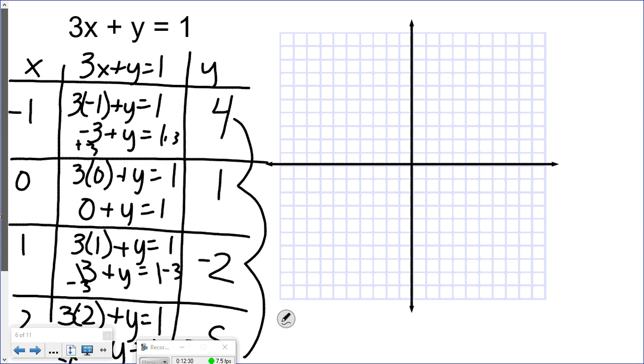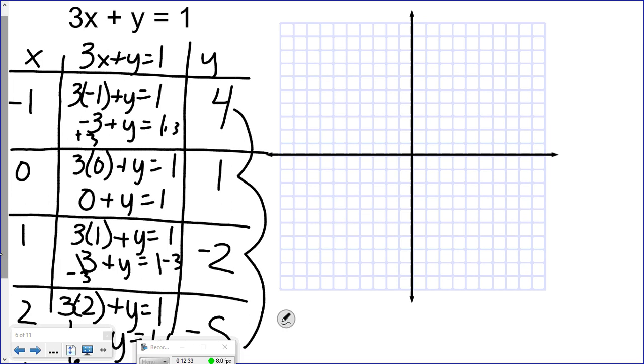So if we graph it, this is going to be (-1, 4), then I'm going to have (0, 1), (1, -2), and (2, -5). So let's do that. Negative 1, negative 2, negative 3, negative 4, and 2, 3, 4, 5. We'll just go everything to 5. So (-1, 4) would be here. (0, 1) would be here. (1, -2) and (2, -5). And this is how your line would look on a straight line.